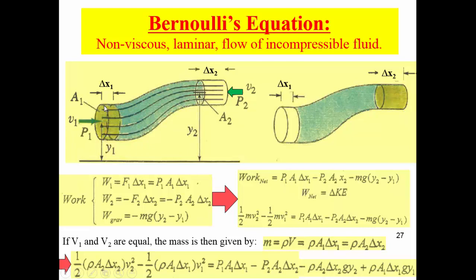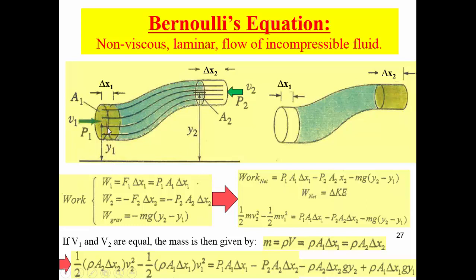Let's assume in this region the pressure applied on this fluid element is in the positive x direction, while in the second region the pressure is opposing the flow of this fluid element. What would be the net work done on this fluid element throughout its flow?